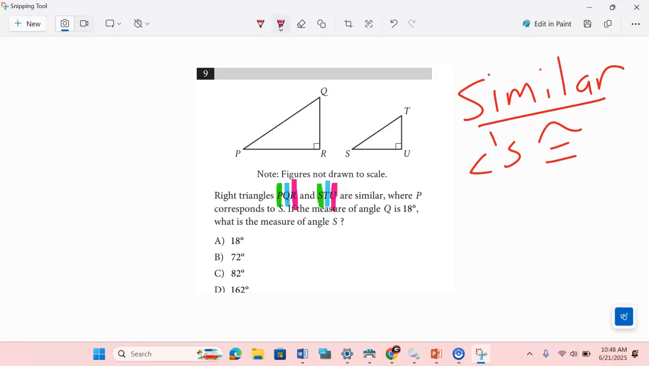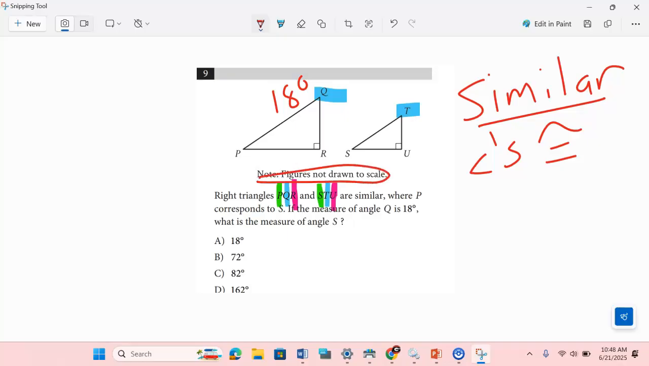Okay. And thirdly, what we need to know is the fact that the angles of a triangle add up to 180. Okay. So if you know all that, we know that Q right here, here's Q. Let's get our colors. Q, which we already said is the same as T, Q is 18 degrees. Now this says figure not drawn to scale.